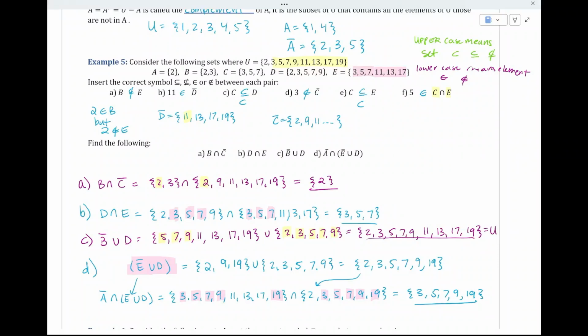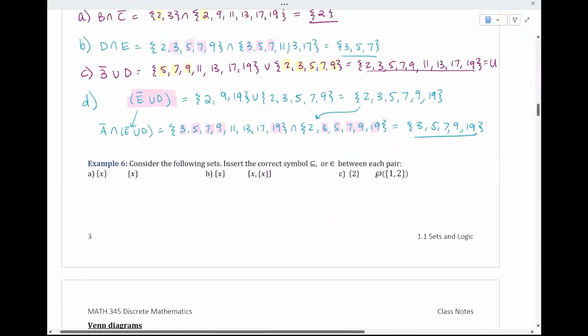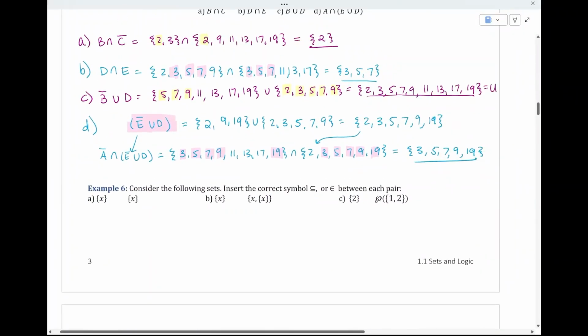Okay, let's take a look at the last example on this page before we start talking about Venn diagrams. Consider the following sets. Insert the correct symbol. Either is a subset or is an element. So here we're doing more practice with sets versus elements. The set that contains X, is that a subset of this set? Well, yes, it is actually.